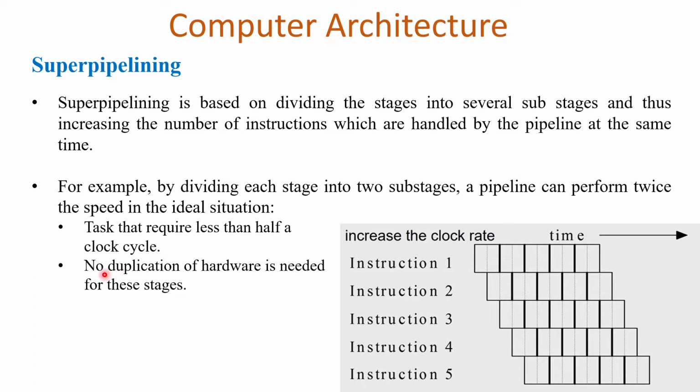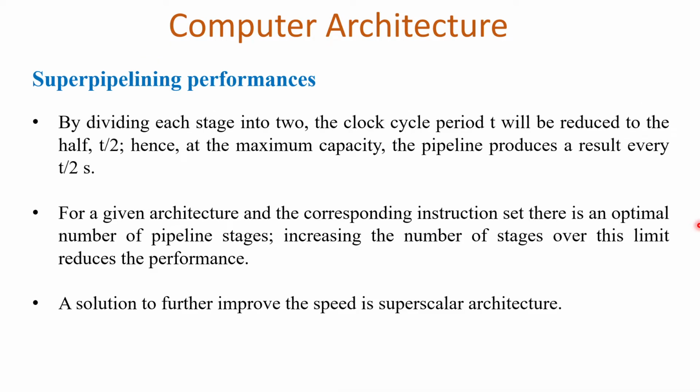But obviously we'll have these two ideal scenarios we have to consider, that is, tasks that require less than half a clock cycle, and second, no duplication of hardware is needed for these stages, because fetch is a single stage, but ultimately it can be logically converted into 2 parts. That's the idea. Now, obviously, if we increase the depth of the pipelining, we will encounter some set of limitations.